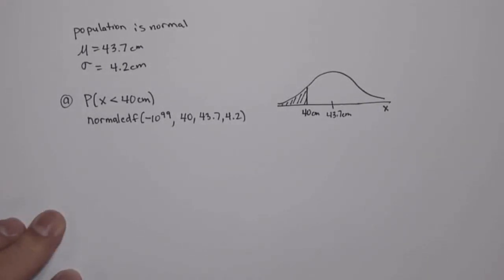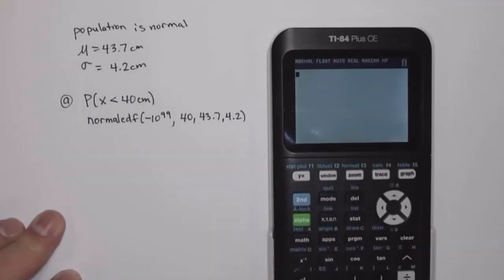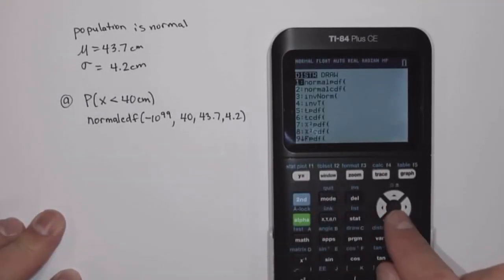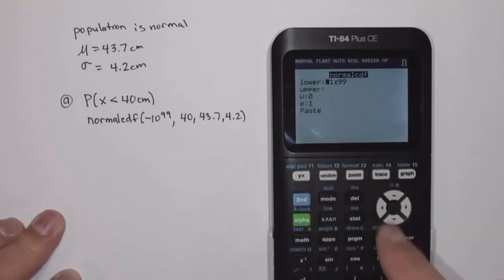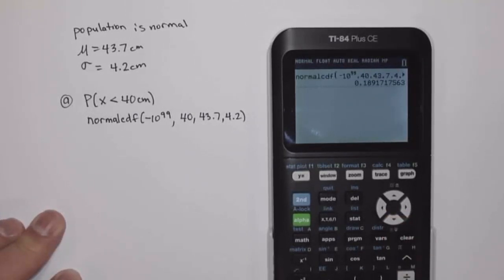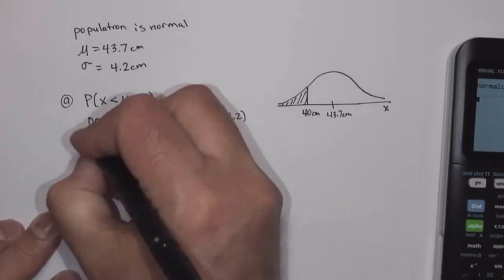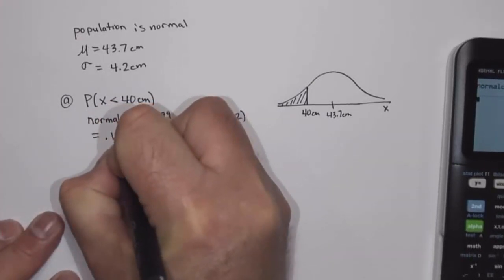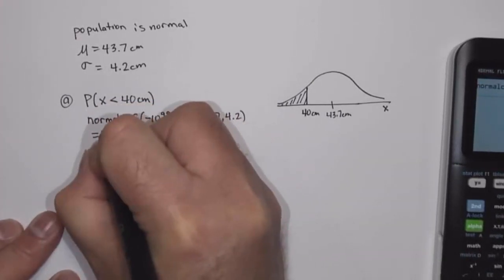So I'm going to pull my calculator in here. I'm going to go to distributions and normal CDF. My lower limit is a big negative number, negative 10 to the 99. My upper limit is 40. The mean is 43.7, and the standard deviation is 4.2. And so I get a probability of 0.1892 if I round to 4 places. So this probability is 0.1892.